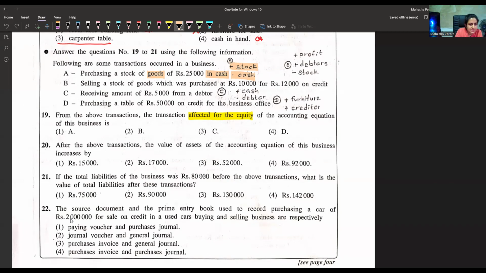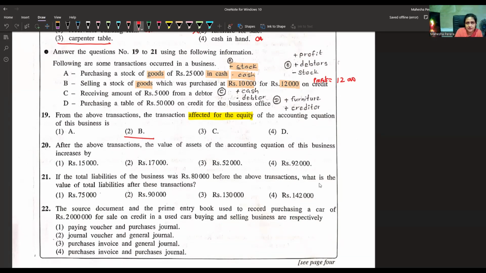B. Selling goods which were purchased at 10,000 for 12,000. Now notice this. Here we have a profit of how much? Profit of 2,000 rupees, no puta. And we know that profit increases the equity. So this comes. And we have only one answer. හරි? B has to be the answer, but let's read the rest.